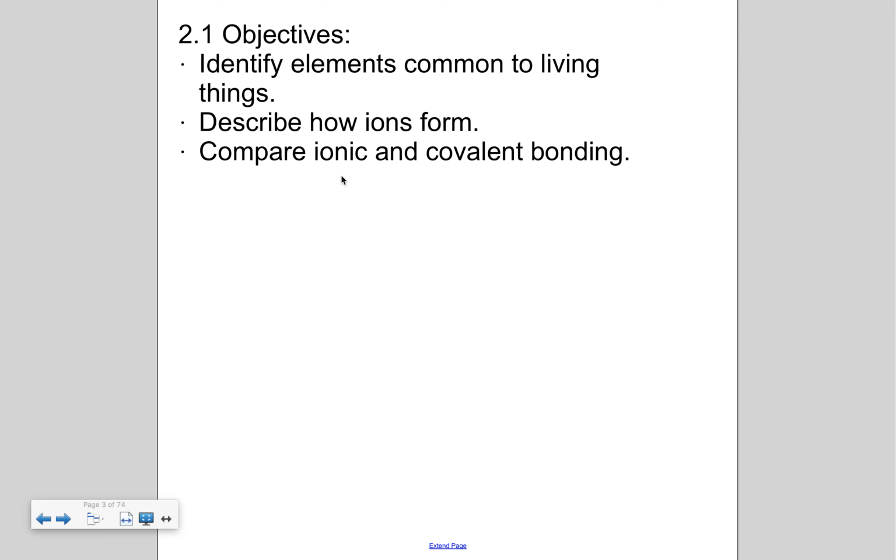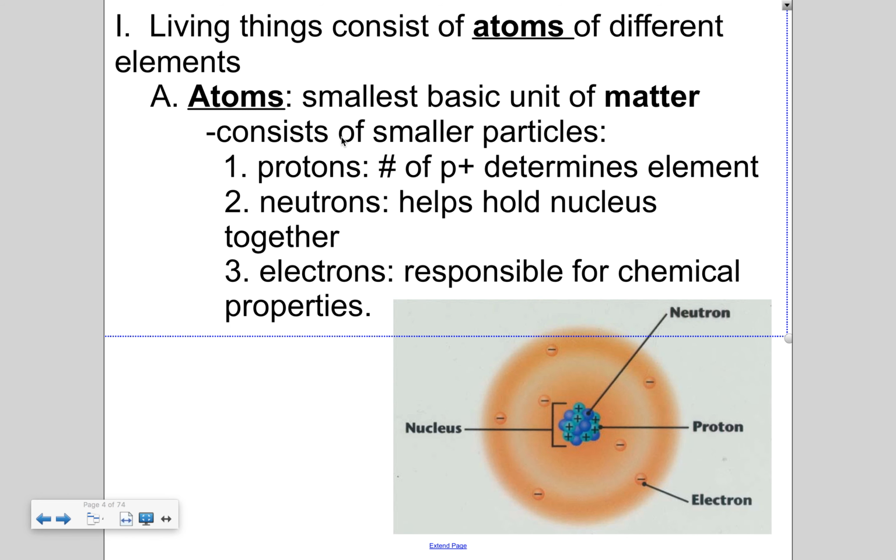There are two types of bonds that they can form, ionic and covalent bonds. All living things are made up of atoms, and atoms can exist in various forms, and we call those various forms elements. Atoms are the smallest basic unit of matter. If I ask you what the smallest basic unit of life is, do not say atoms, because the correct answer is cells.